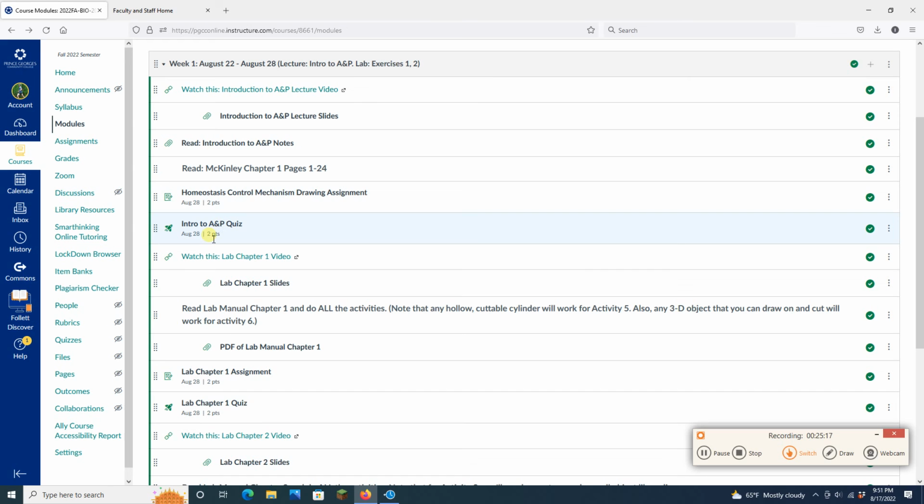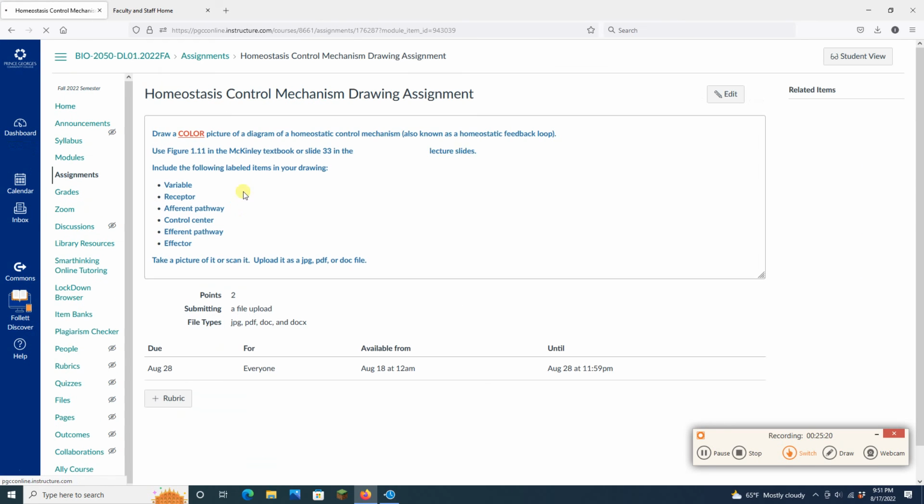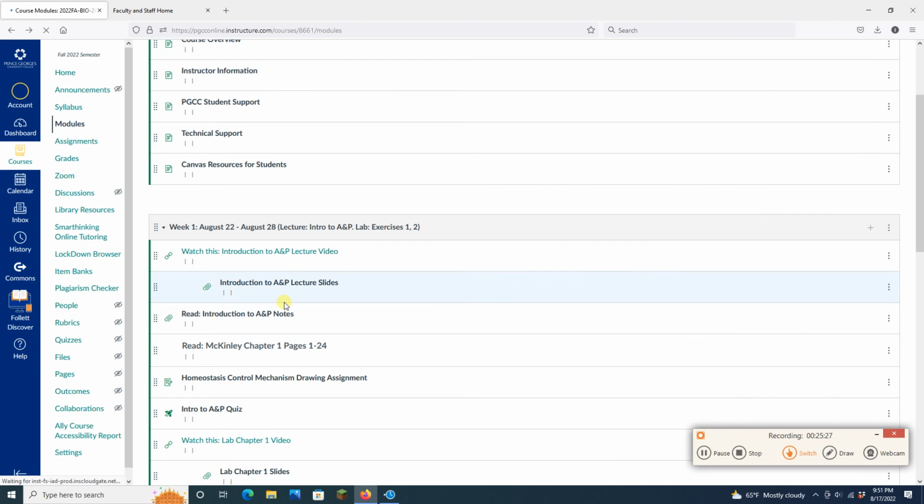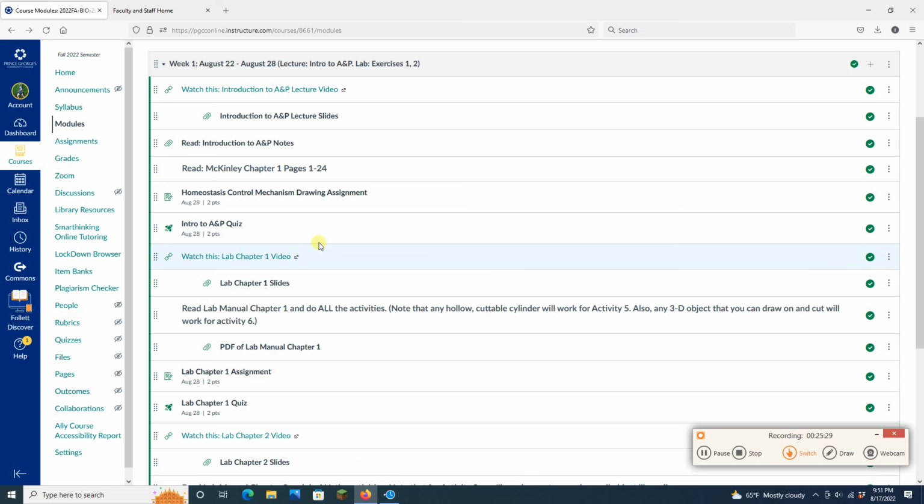All right, so you'd click on the drawing assignment. You'd see what it is. There it is. You click on the quiz. I'm not going to click on the quiz, but you click on the quiz and it would open up and you would be able to take it. Now, bear in mind, you can take the quizzes as many times as you want, but it's the last attempt that counts.